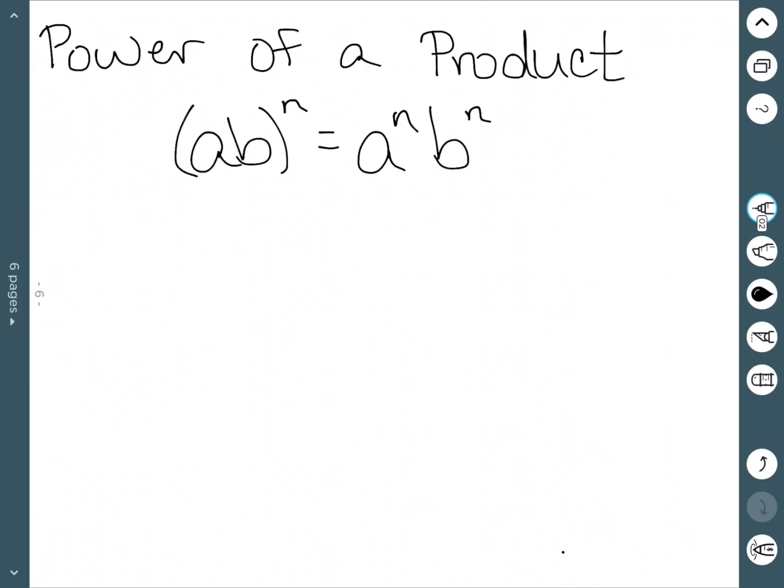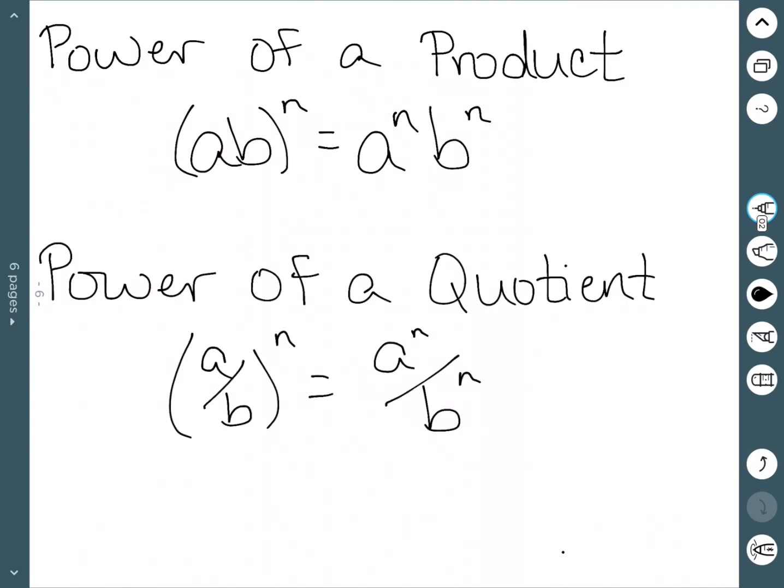The power of a product, so a product ab to the nth power is a to the nth power times b to the nth power. So when I'm raising something inside of parentheses to an exponent, I need to raise everything inside of that parentheses to that power. My final law, the power of a quotient. So if I have something that's a over b to the nth power, I'm going to have a to the n over b to the n. So once again, everything inside of parentheses needs to be raised to that power.